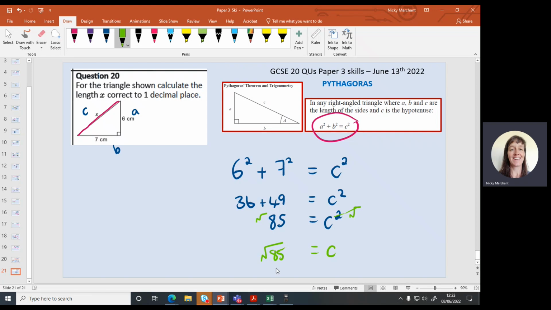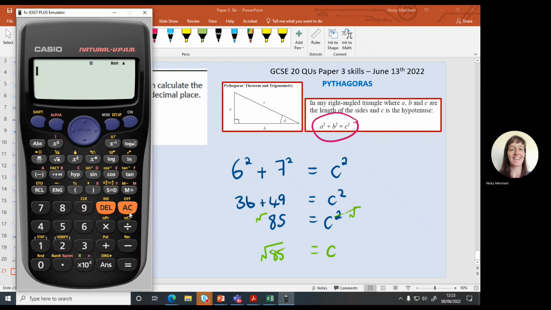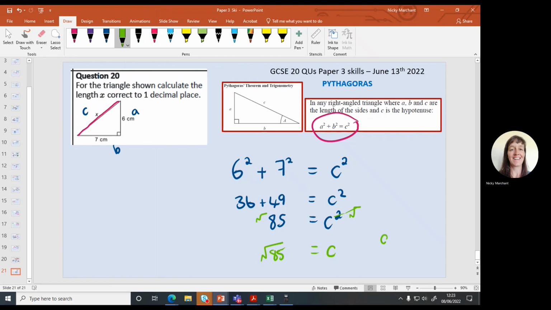So then one last step on your calculator. Square root button, 85 equals, SD. There we go. That's what we really want. We want the actual amount. 9.2195. Again, I would write as much down as possible. 9.2195, and then it's asked for it to 1 decimal place. So we're going to stop there.